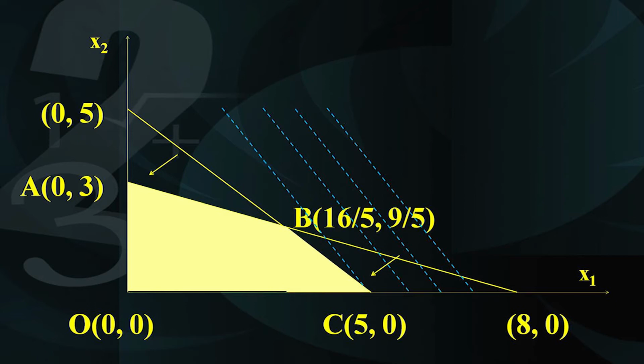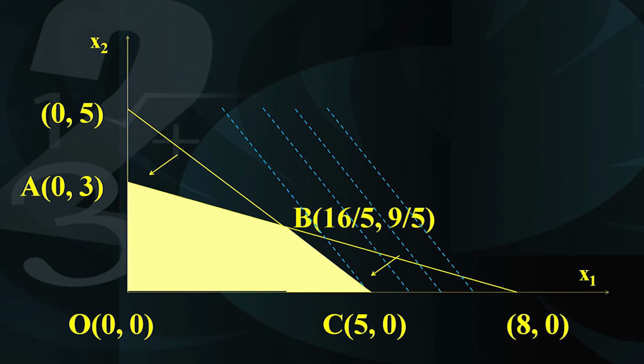Now, this is the feasible domain, and all points belonging to this region will satisfy the constraints of the problem. But the question is, which point will give us the optimum value? By optimum value, I mean the maximum value of the objective function.